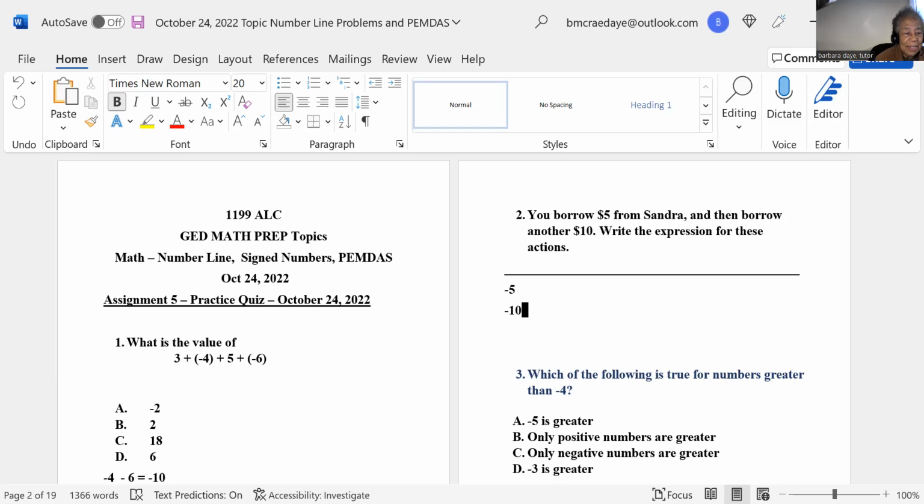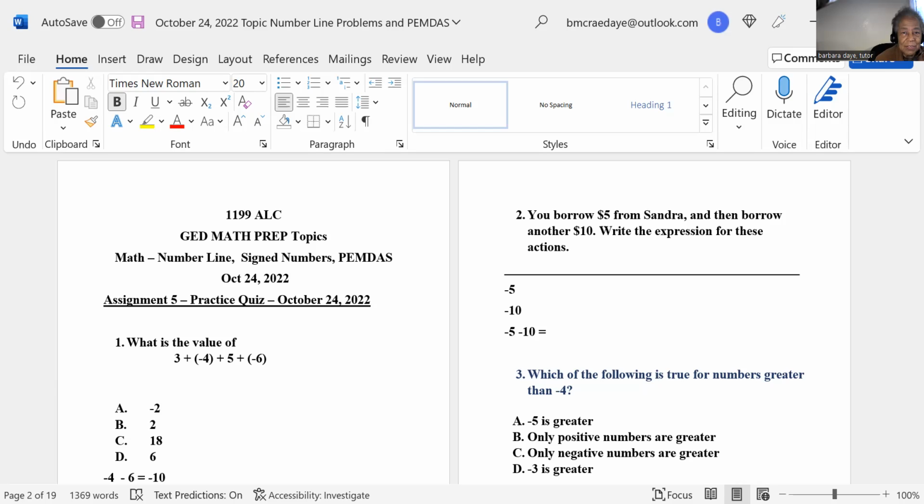Now I said, write the expression for these actions. I should have made it clearer, because what I want you to put now, -5, -10, I accepted that as the answer, but I really wanted you to add these. Okay, -5 and a -10. What does that equal to? Minus 5 and minus 10 is a -15.